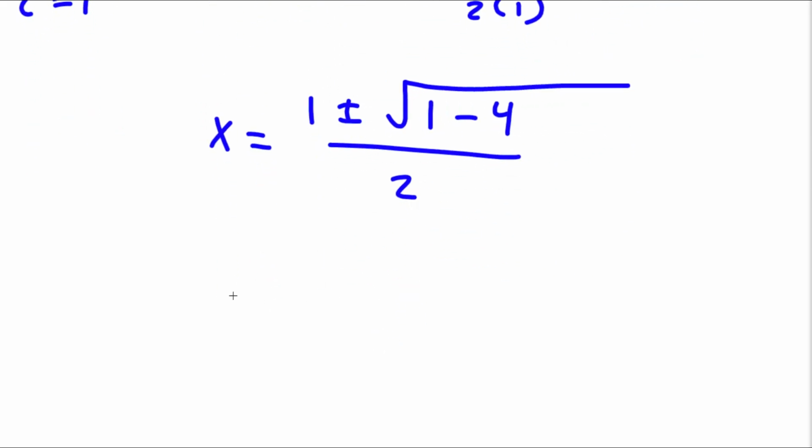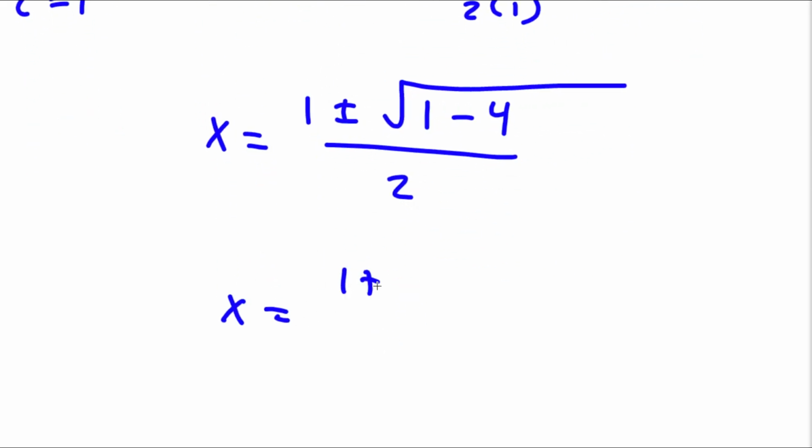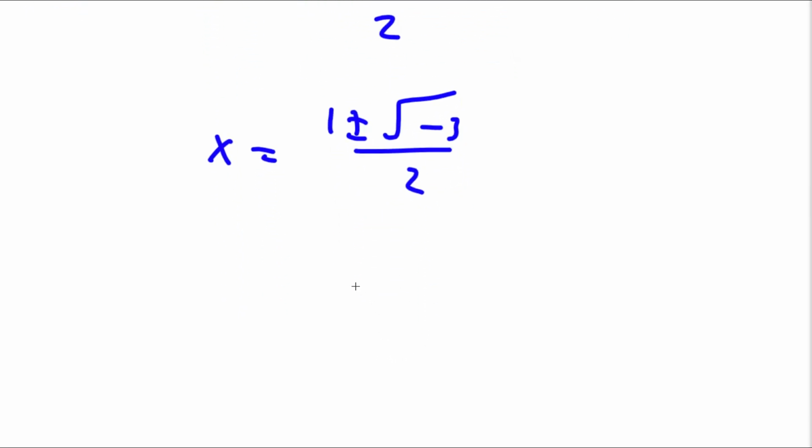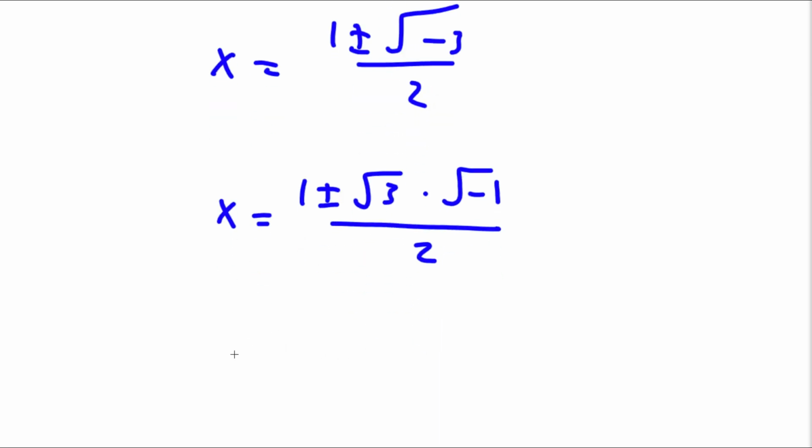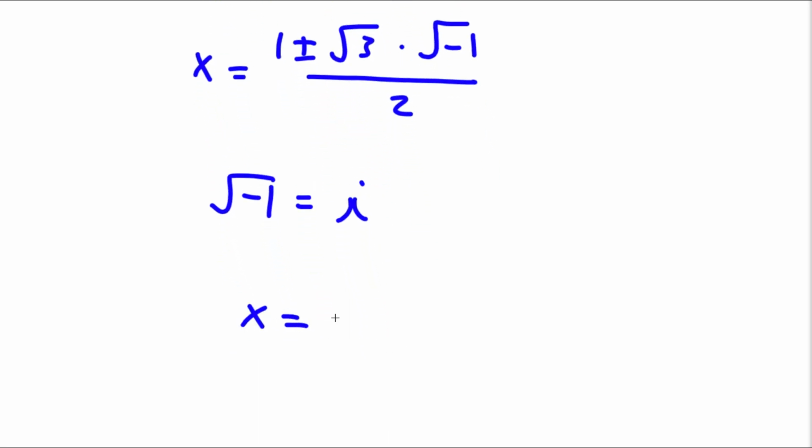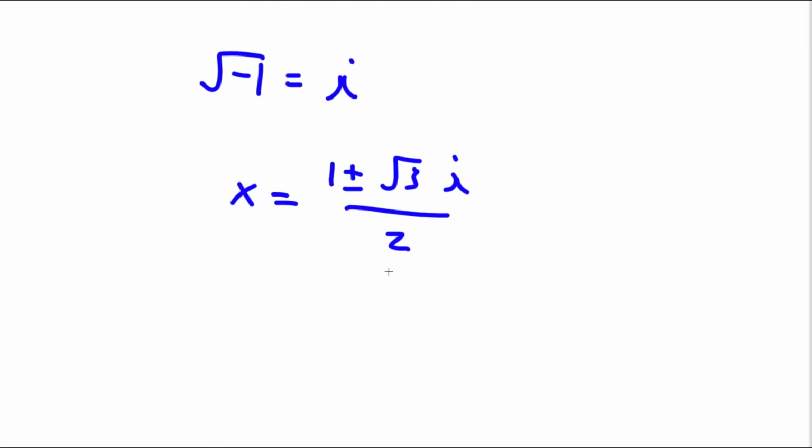Now this gives me x equals 1 plus or minus the square root of 1 minus 4 is negative 3 over 2. Now the square root of negative 3, we could rewrite this as the square root of 3 times the square root of negative 1. And the square root of negative 1, this is equal to i. So now I have x is equal to 1 plus or minus the square root of 3i over 2. And these are going to be our two other solutions.